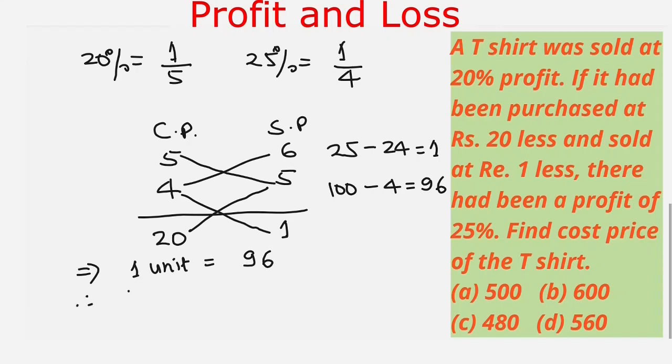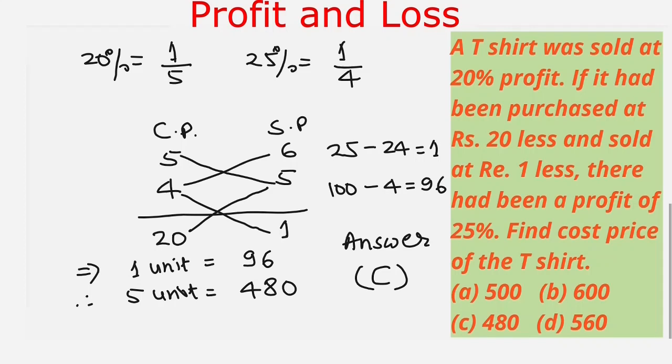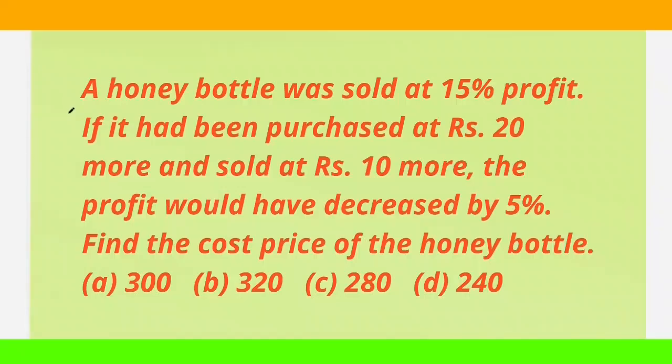Therefore 5 units, as we assumed our CP to be 5, is 5 times 96, which is 480. Thus the cost price of the t-shirt was rupees 480. And from the given options, our answer is option C, rupees 480. I hope you have understood the shortcut of solving such type of questions. We go to the next question.